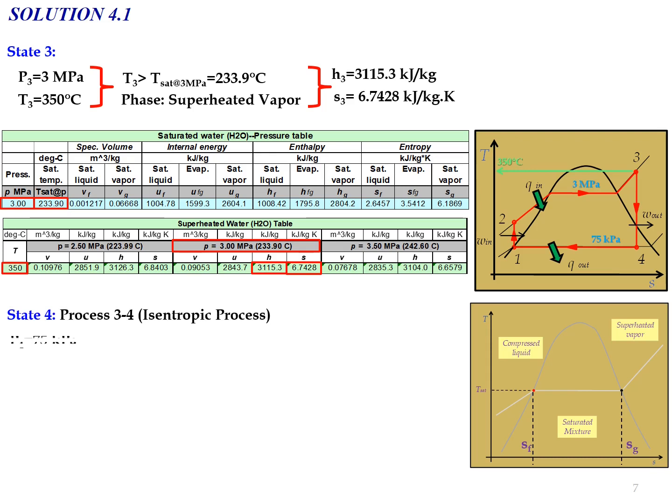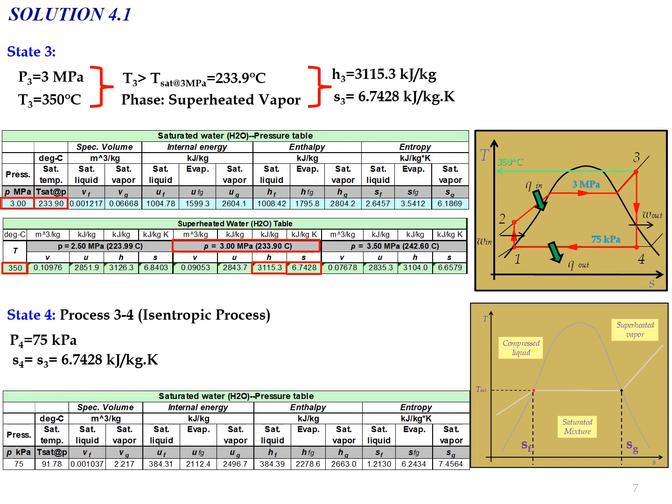Okay, for state number 4, the data available is originally only P4 equal to 75 kilopascal. But we know that during the process of expansion, the process is isentropic. So S4 we automatically obtain from S3. S4 equal to S3 equal to 6.7428 kilojoule per kg Kelvin. So from this value we already have two data, and now we can determine the phase for state number 4.